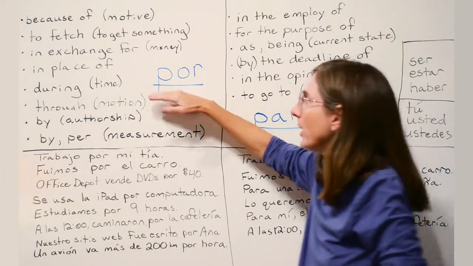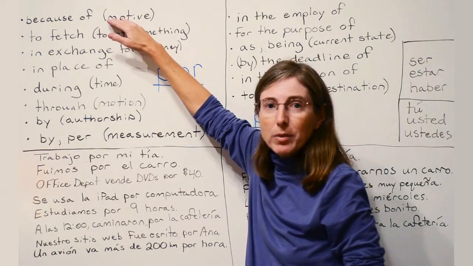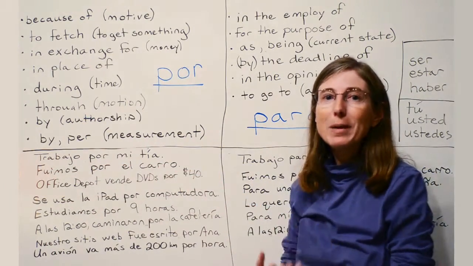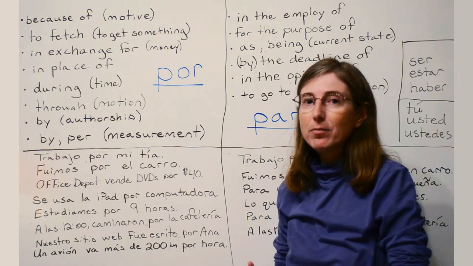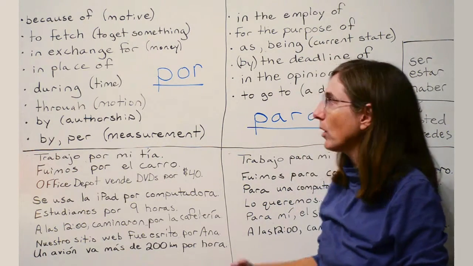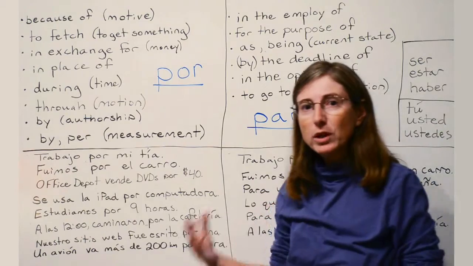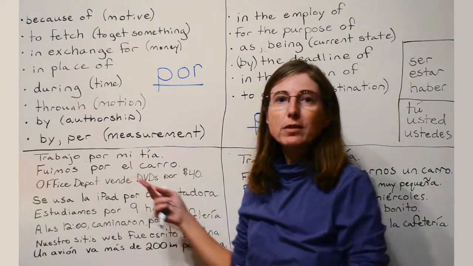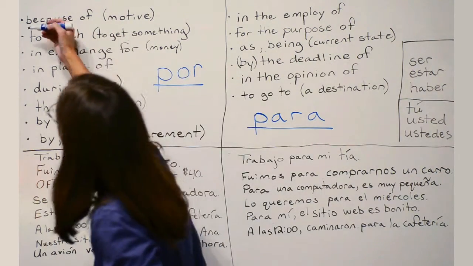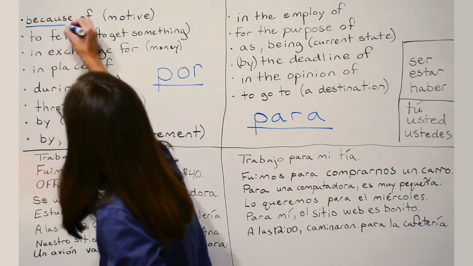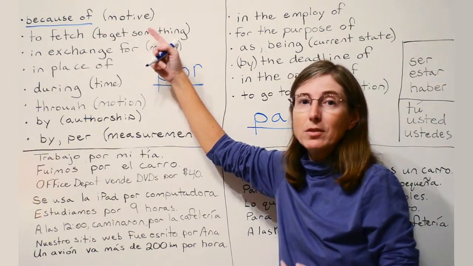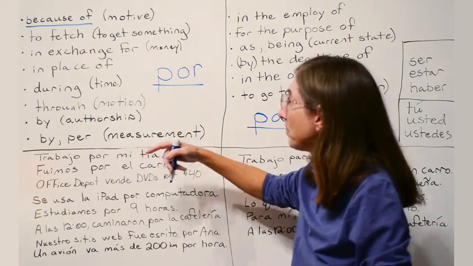Por can be used to talk about the motive for doing something. Trabajo por mi tía. I work for my aunt. Maybe she is financially destitute and you're working to financially support her. She is your motivation for working. So if we want to use por for motive, if we can stick because of in the sentence, then it means that we're using the right for. I'm working because of my aunt. I'm working because maybe she's financially unable to support herself.